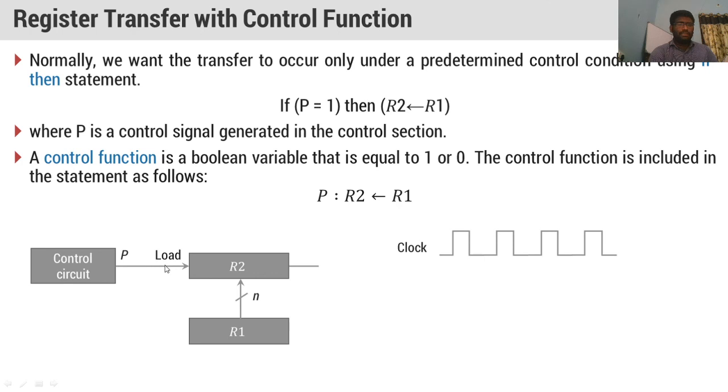When it receives 0, R2 will not accept the contents. When the P value is 1, R2 will accept the contents from R1. No data transfer will take place when P equals 0. So what happens? Another input we are giving is the clock pulse. Clock pulse we are also giving to this particular operation.